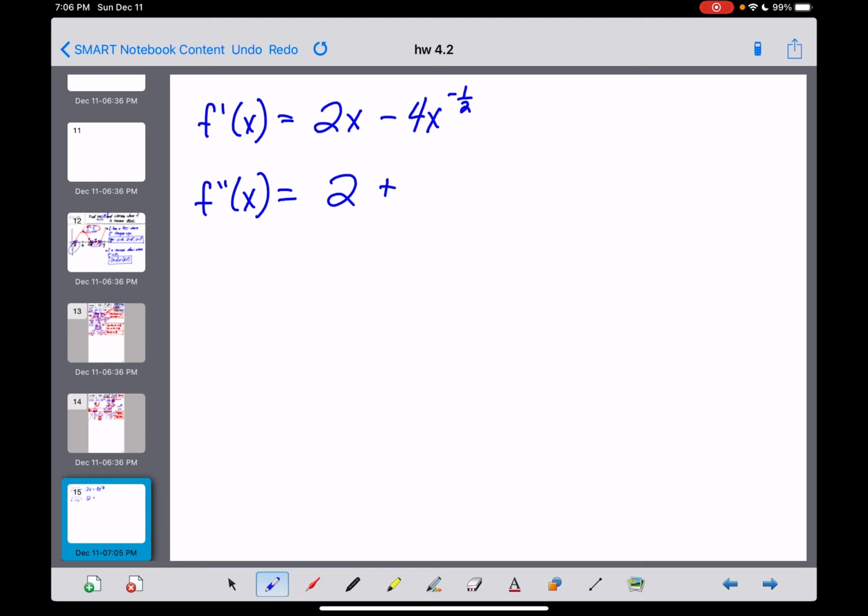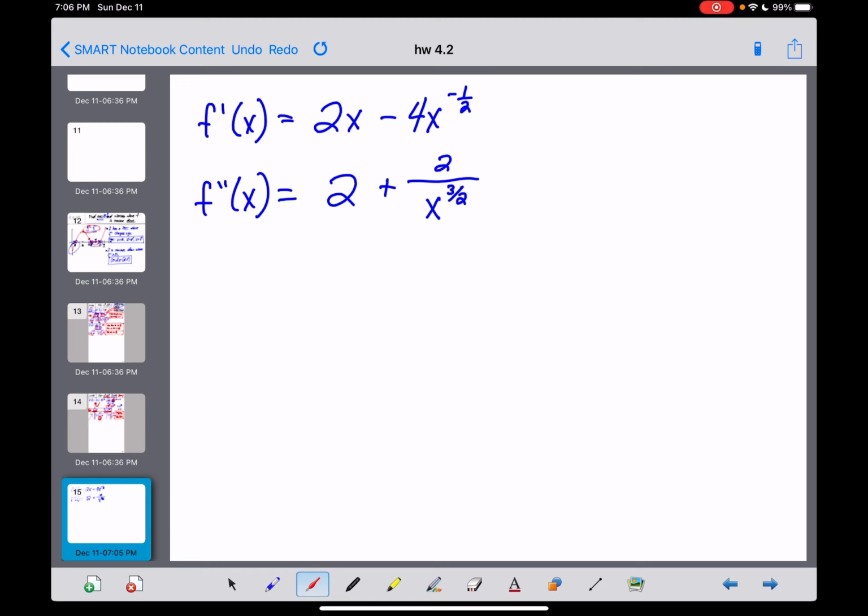The 1/2 times 4 is going to be a 2, and this would be x to the negative 3/2 power, or x to the positive 3/2 power down on the bottom of a fraction. Okay, so that's where we're at. And we would want to think now about, is there any value that's going to make this second derivative either 0 or undefined?